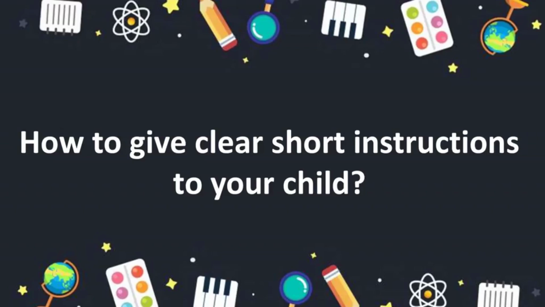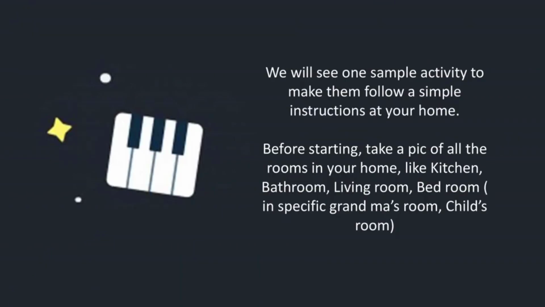Today let's see how to give clear, short instructions to your child and help your child follow your instructions. We are going to do this without stressing your child and without any verbal demand or any questioning. You need two people for this activity. One person will be giving the instruction and modeling. Another person will be holding the child's hand and helping the child.